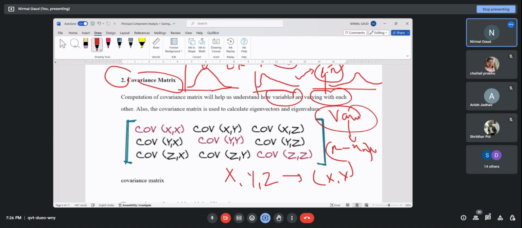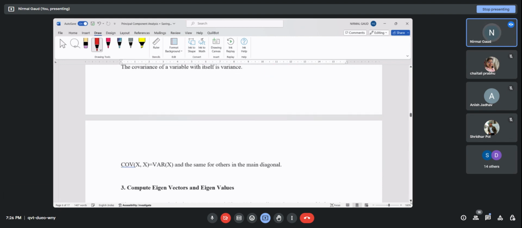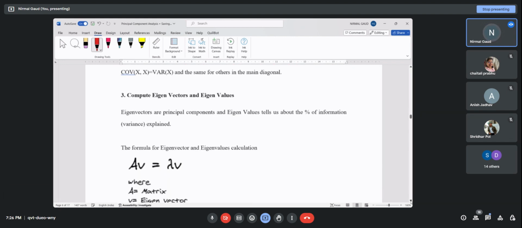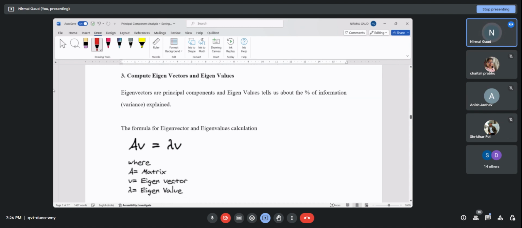Okay, so that is said to be variance. Fine, so here we are calculating the covariance among the features. Okay, so this is your step number 2 to perform principal component analysis. Okay, step number 3 is computation of eigenvalue and the eigenvector.